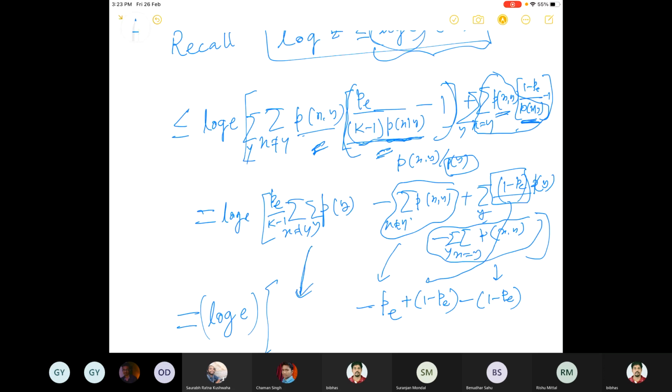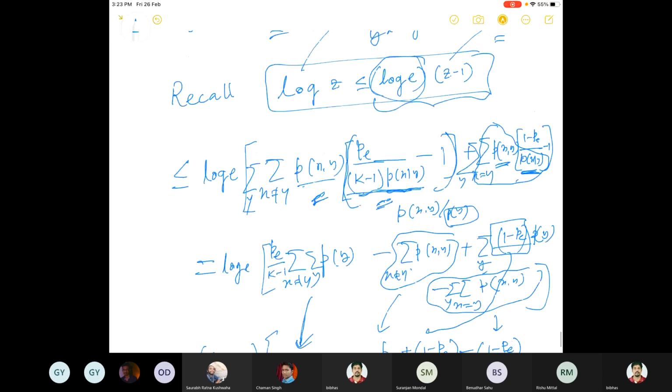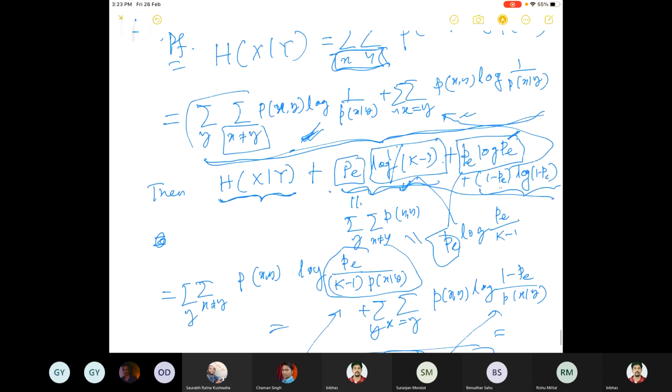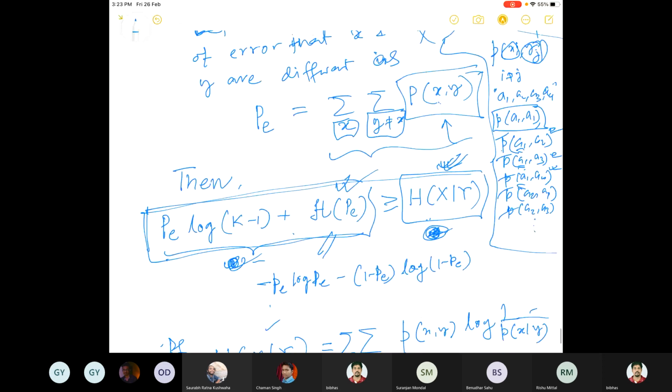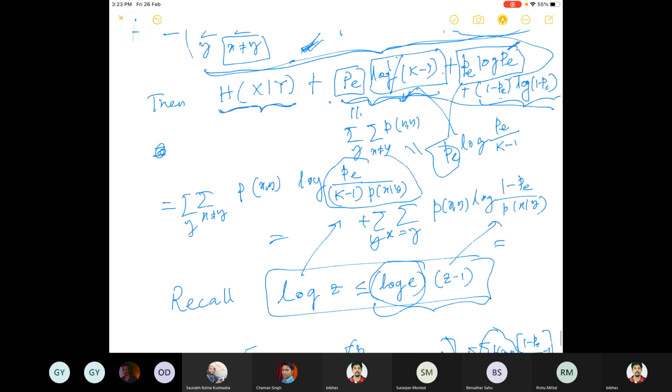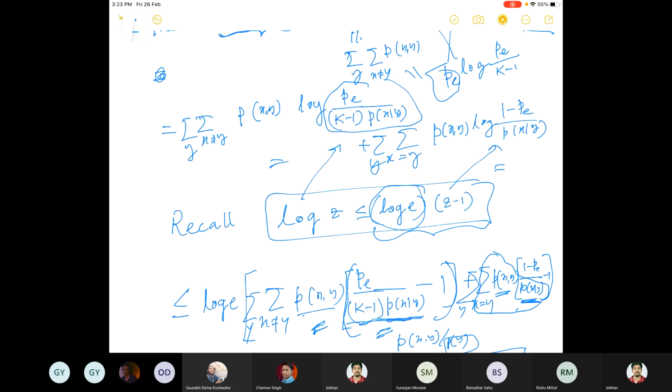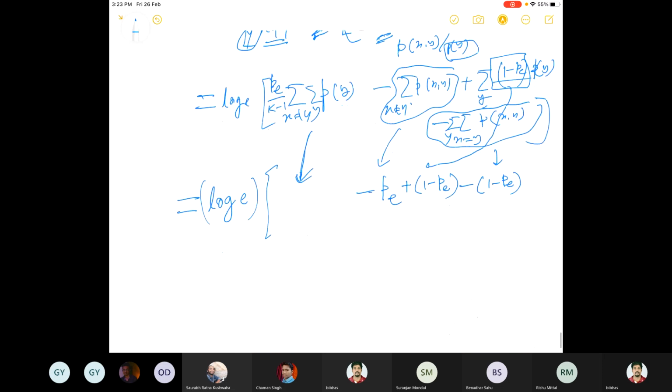From here, what I'll have, okay. So if I recall this example here, that will actually be k minus 1. Why? P not equal to x, right? X is not equal to y, and then you take the sum over all y. Okay, x not equal to y, and then you take the sum over all y here.